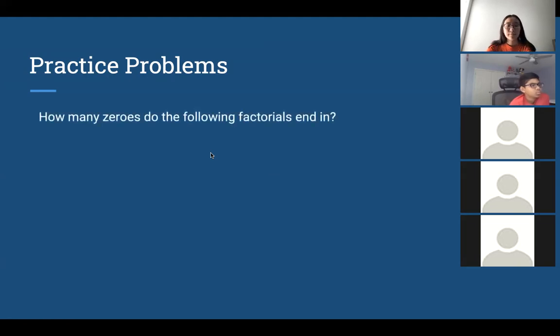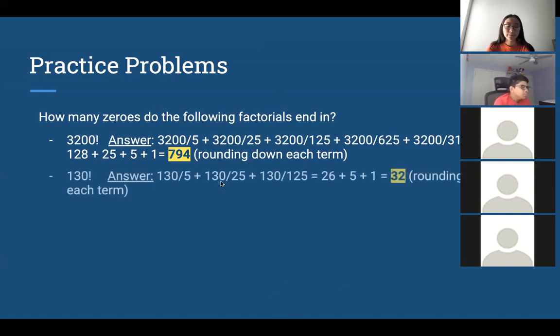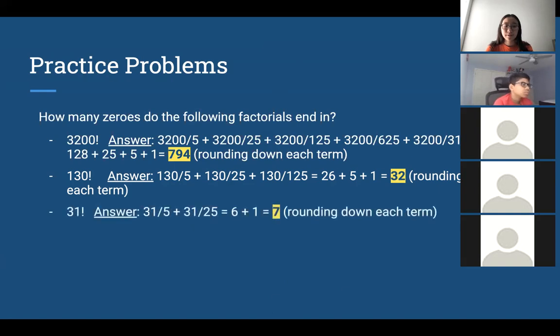Okay, so how many zeros do these factorials end in? Like I explained, that should say 799, so sorry about that. But like I explained, that's how you do it. You divide by 5, divide by 25, divide by all of the powers of 5 until they get too big. Same thing for 130 factorial: you divide it by 5, add 130 divided by 25, add 130 divided by 125, and you're rounding everything down. So your answer is going to be 32 zeros that 130 factorial ends in.